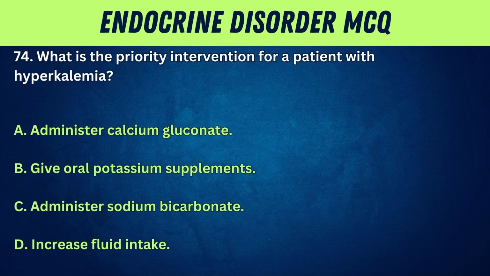74. What is the priority intervention for a patient with hyperkalemia? A. Administer calcium gluconate. B. Give oral potassium supplements. C. Administer sodium bicarbonate. D. Increase fluid intake.